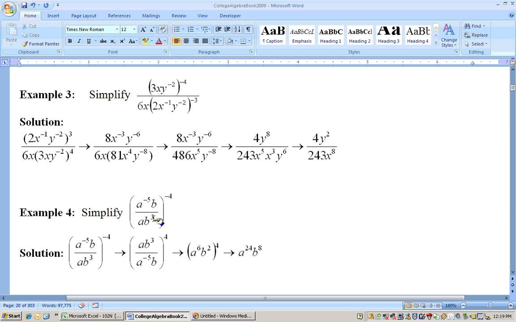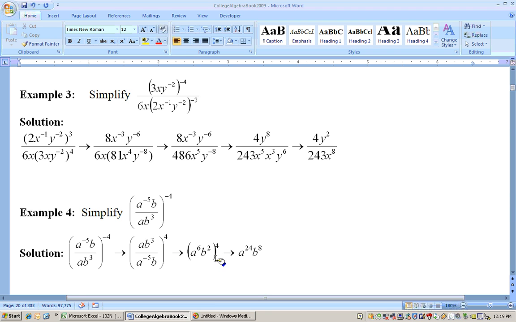This whole bit of stuff on this problem, example 4, is raised to the negative 4th, so that means the entire problem gets flipped. So the ab cubed is up on the top, and the a to the negative 5th and b is down the bottom. Now just take that 4th power through, and, well, I'll tell you what, we can simplify the inside first. Either way would be fine. A to the negative 5th, taking that up to the top, will give me a to the 6th, because it would be a to the 5th times another a, which is a to the 6th. We have 2 extra b's multiplied together on the top, so that would be b squared.